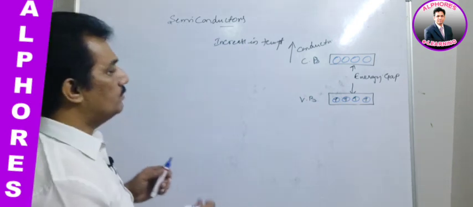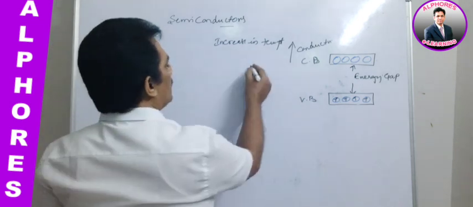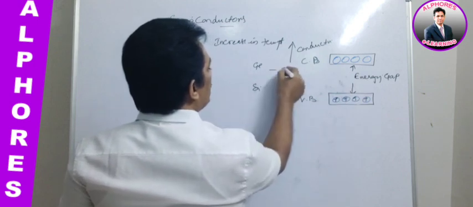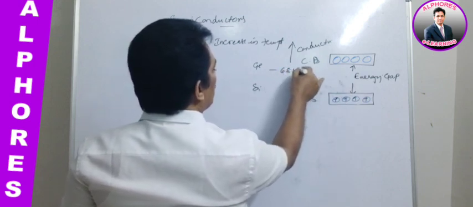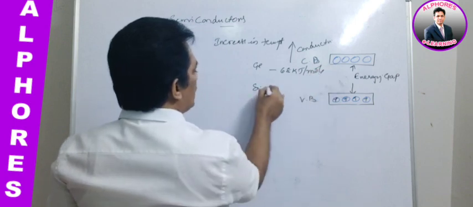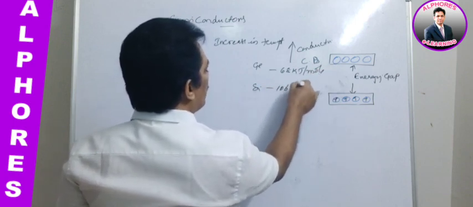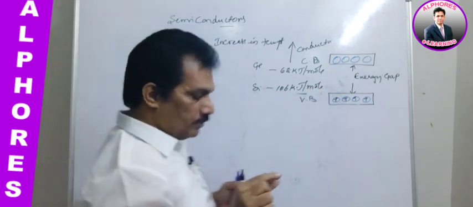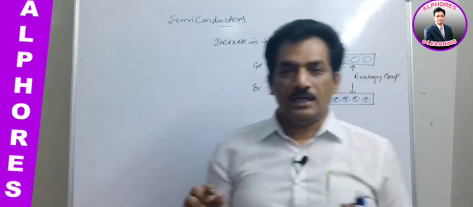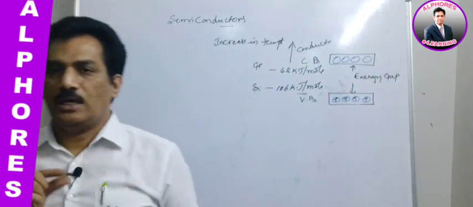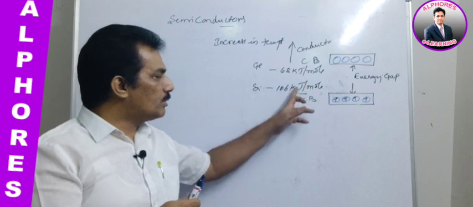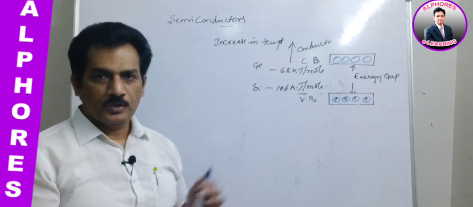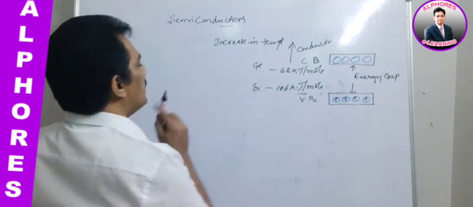Clear? But here also, now let us consider two examples: germanium, the best example, and silicon. The energy gap in germanium is 68 kilojoules per mole, whereas for silicon it is 106 kilojoules per mole. This is also data from the NCERT textbook. The energy gap between the valence band and conducting band in germanium and silicon is 68 kilojoules per mole and 106 kilojoules per mole respectively. Clear?